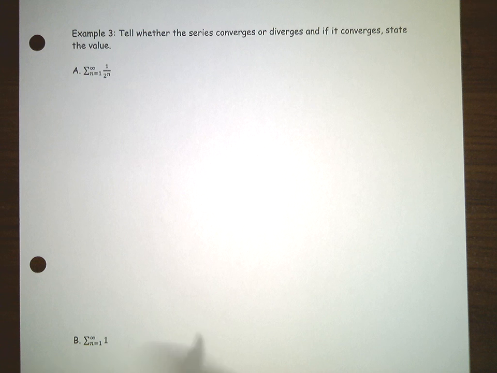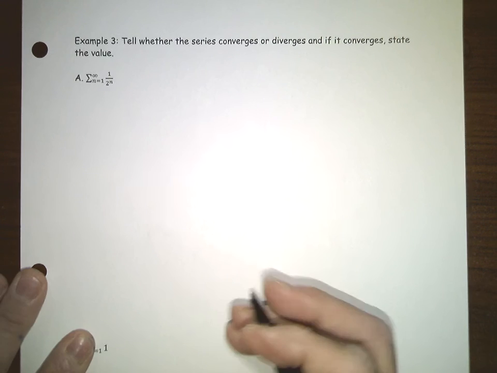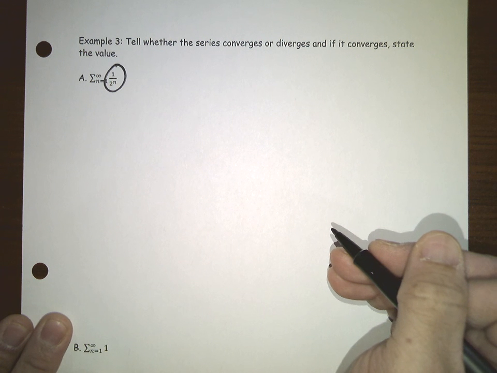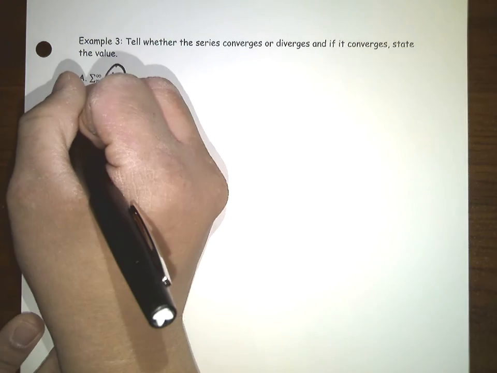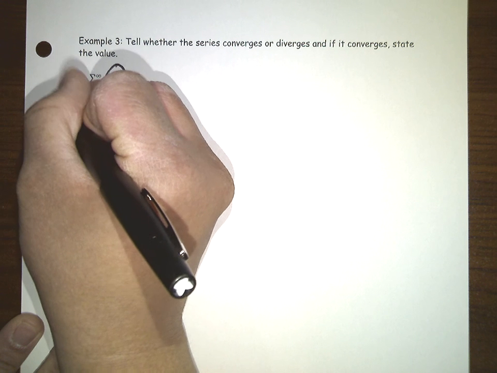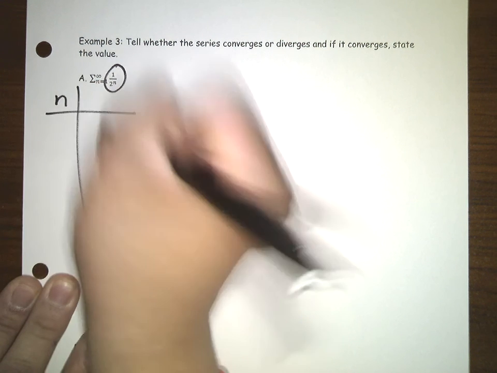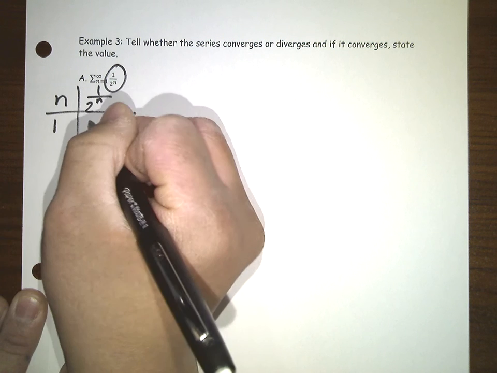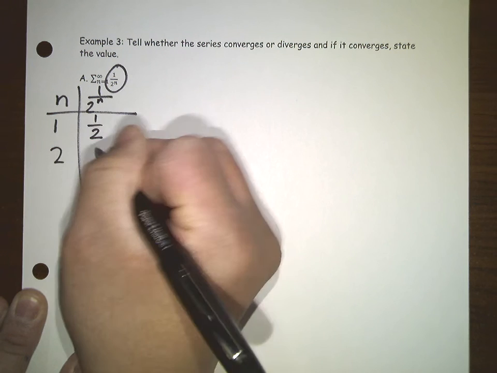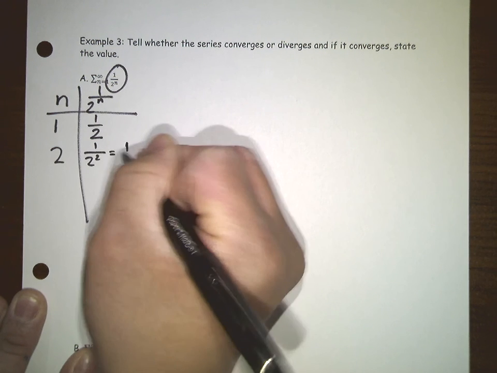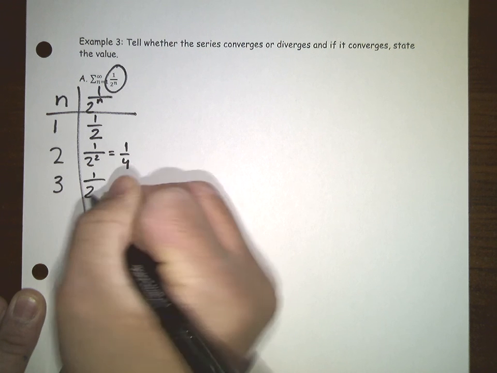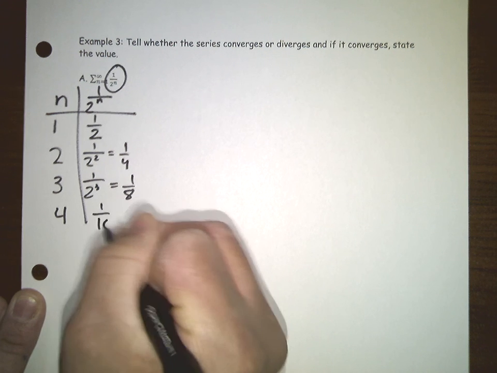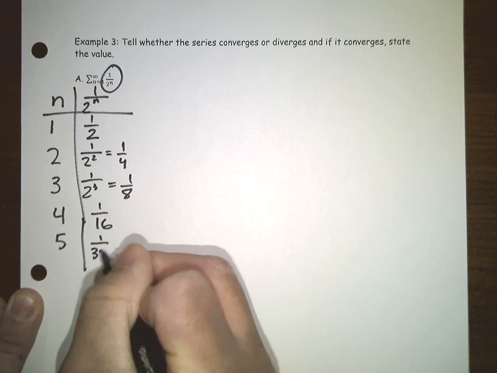So the part that we have here is actually 1 over 2 to the n. So here I have n and 1 over 2 to the n. So if n is 1, I get a half. If n is 2, I get 1 over 2 squared, which is 1/4. And if n is 3, 1 over 2 to the third is 1/8. If n is 4, I get 1/16. N is 5, I get 1/32.